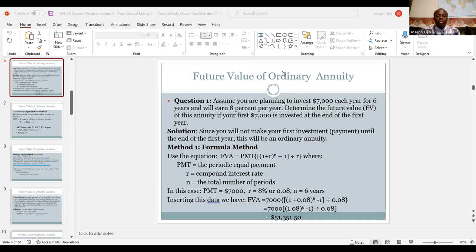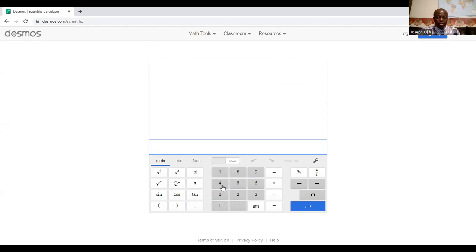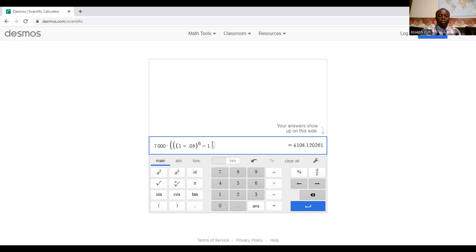I think it's going to be here. Say the payment is $7,000 times 1 plus r, where r is 8%, which is 0.08, raised to the power n. N is 6 years, so 6. Minus 1. From here to here, you're going to enclose it in parentheses. Include this, the whole of this part.